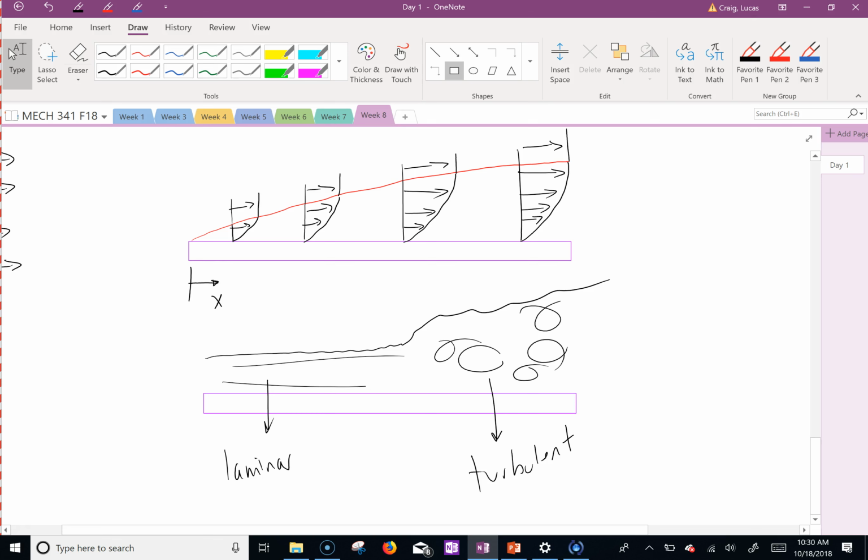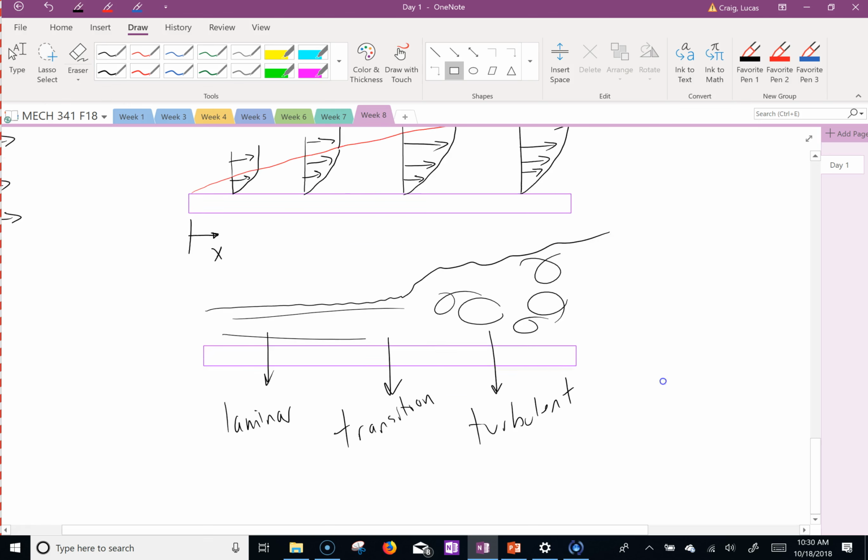So the boundary layer is created, and it gets bigger. You could have laminar, and then here it's called the transition. And then you have turbulent.